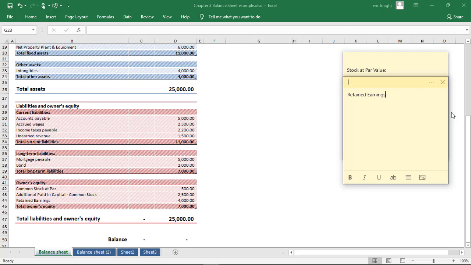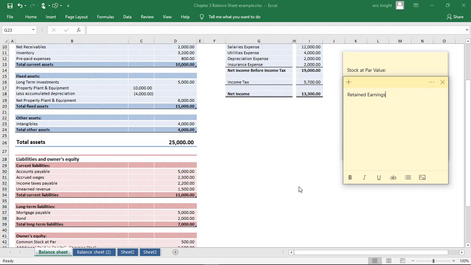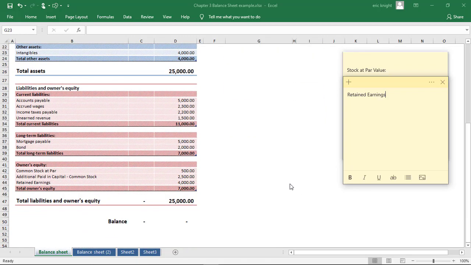So a lot of times what happens is if a business has profit, so let's say this business has $13,300, they might give some of it back. Maybe they give back $10,000 in dividends, and then they keep maybe $3,300, and what they keep is the retained earnings. And so that's what retained earnings is all about. You can see the value of all the retained earnings they've ever kept on the balance sheet.